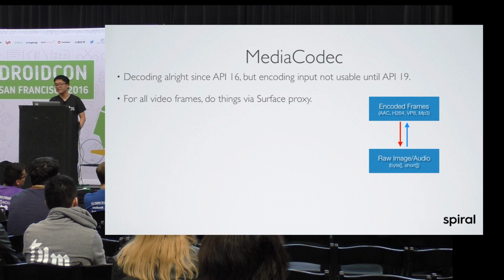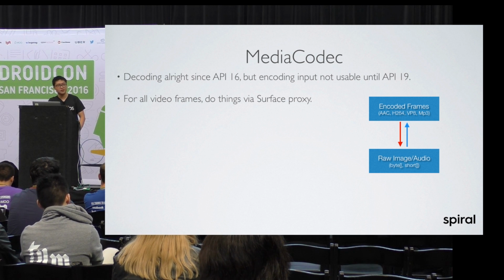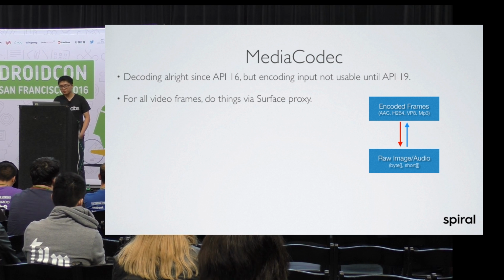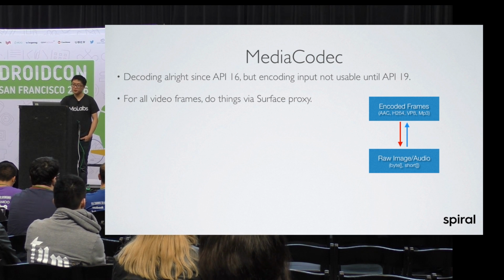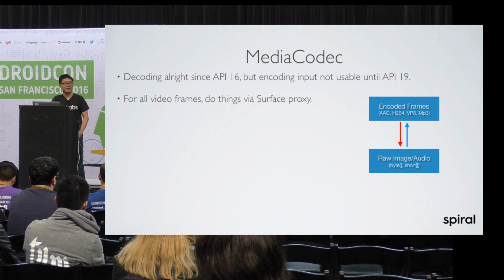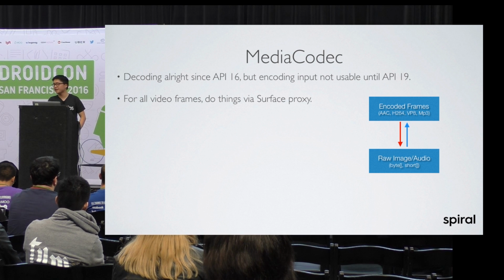But since API 19, Google added this to the CTS test suite, which is the test suite that every phone compatible with the Google Play Store has to pass. But before that, you can always use the Surface as a proxy, because Surface uses this special color format designed for Android, and it works with all the Android components.